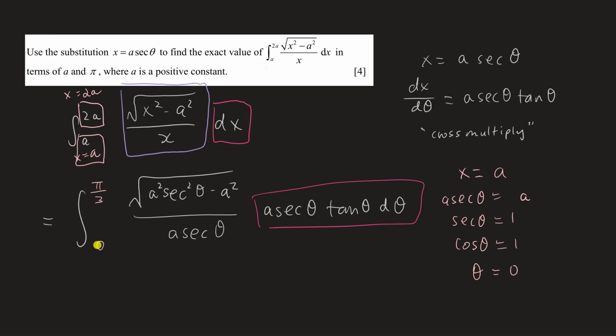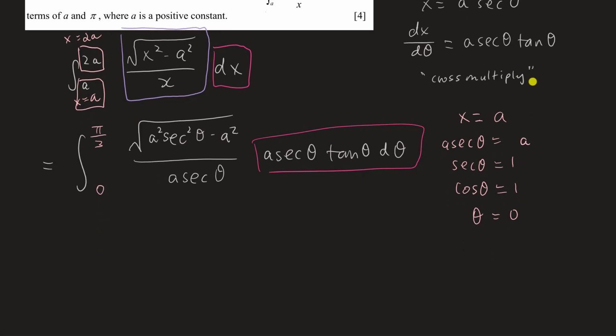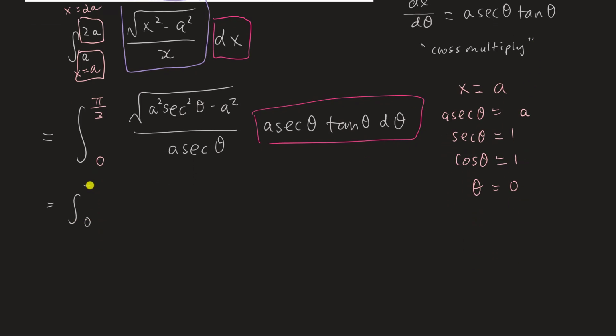So now we have done all three things. We have changed the boundaries, we have changed the function, we have changed the dx into d theta. Let's clean this up. Here will be 0 to pi over 3. This is gone. A is gone as well. Take a look at the inside. You can write it as the square root of a squared. You factorize out the a squared within the square root to give you secant squared theta minus 1. This turns out to be just tangent squared theta, times a squared.